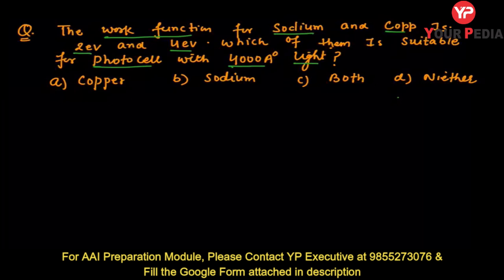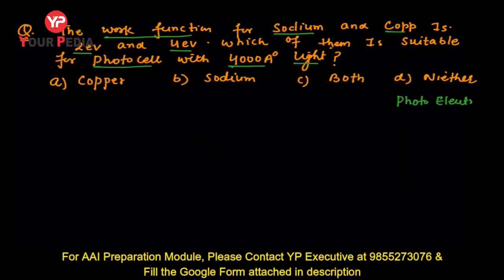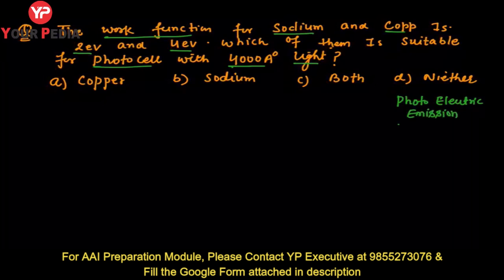Fine. It works on the principle of photoelectric emission. It means I need to select a metal out of sodium and copper such that photoelectric emission occurs. Fine. So if I write the condition in terms of wavelength, lambda should be less than or at least equal to lambda threshold for the occurrence of photoelectric emission, right? And the inverse for the frequency.